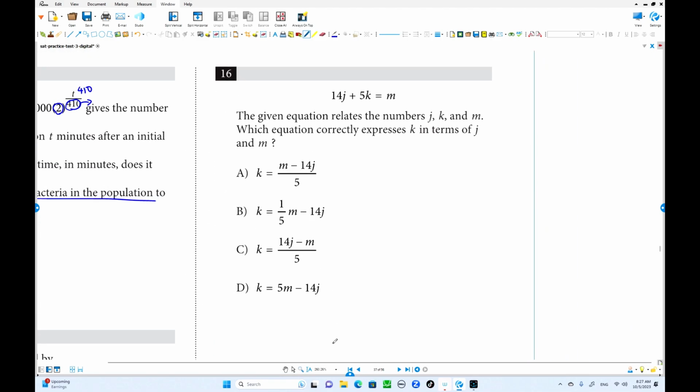Here is number 16. You're going to express k in terms of the other variables. So minus 14j over here, right? After that, you can divide it by 5. Okay, choice A is the answer, right?